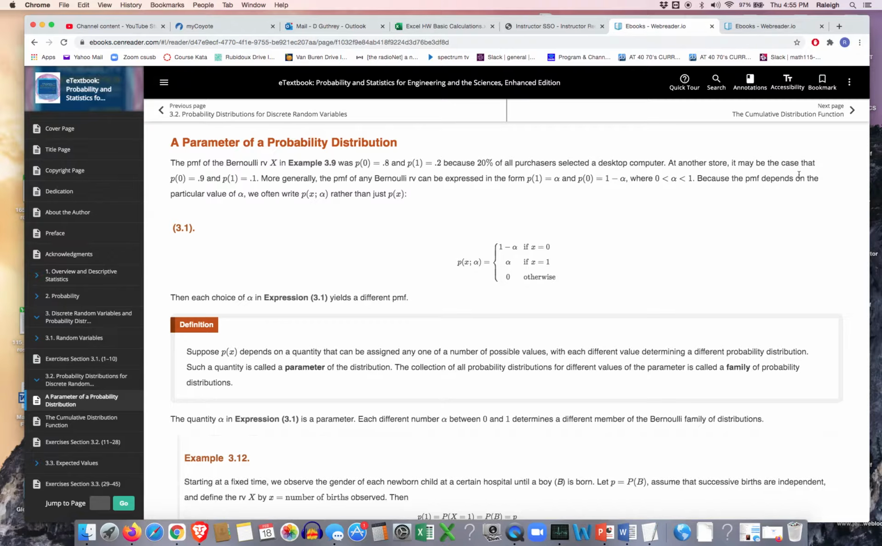Okay, so at another store, it may be different. Maybe it's up to 90% laptops and only 10% desktops. That could easily happen. And it's a Bernoulli RV, and it's represented in the form of P of 1 equal to some probability called alpha.